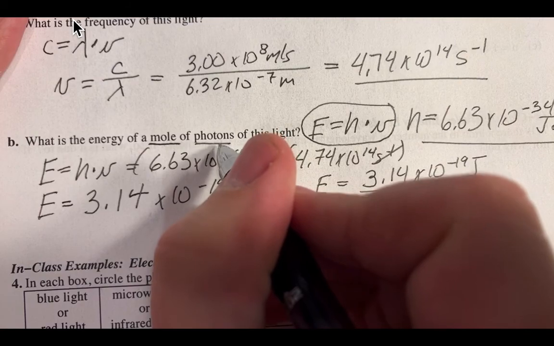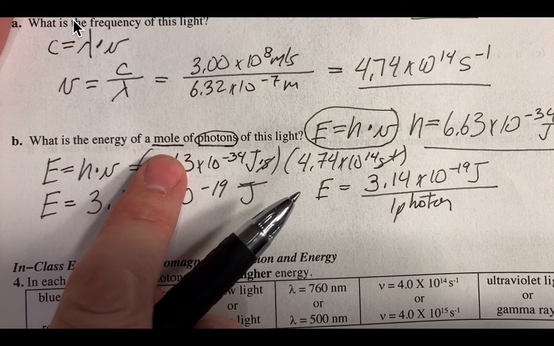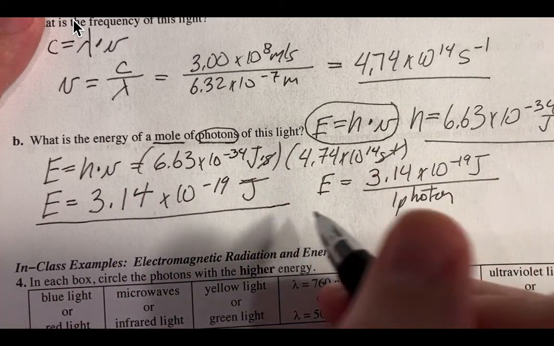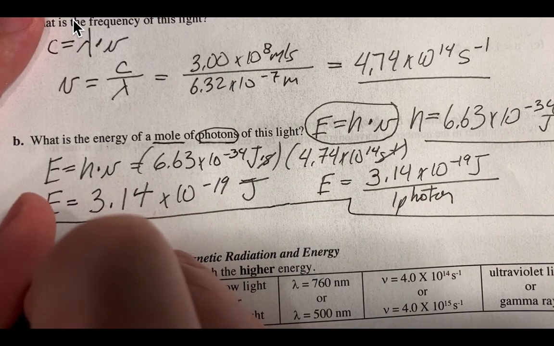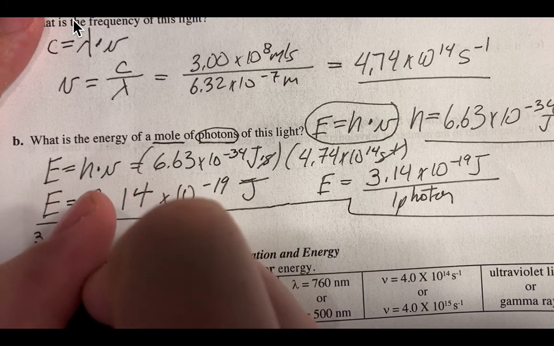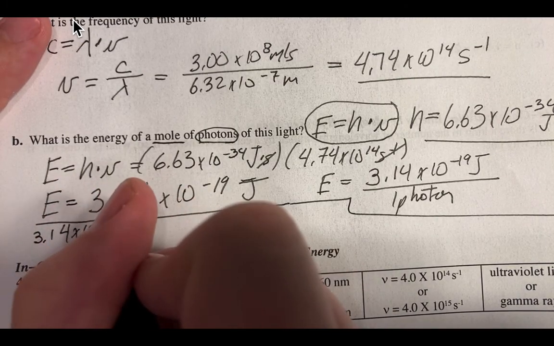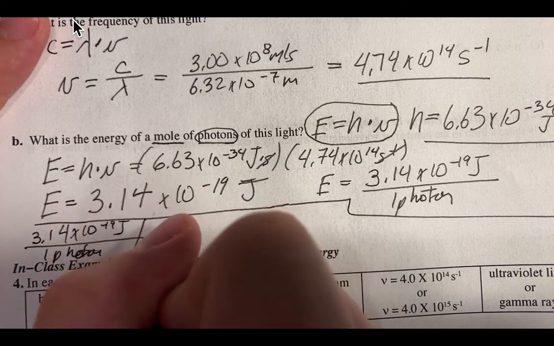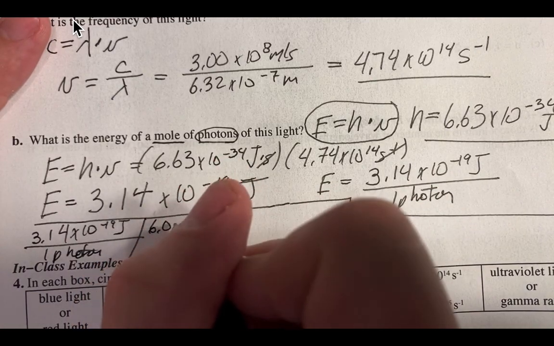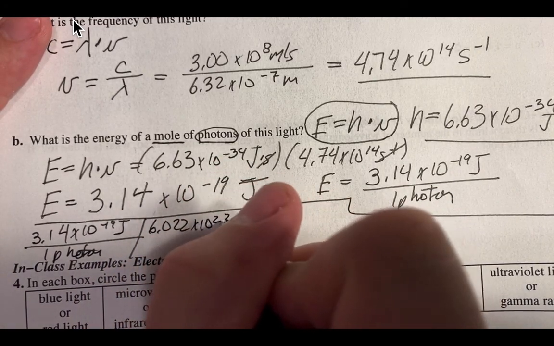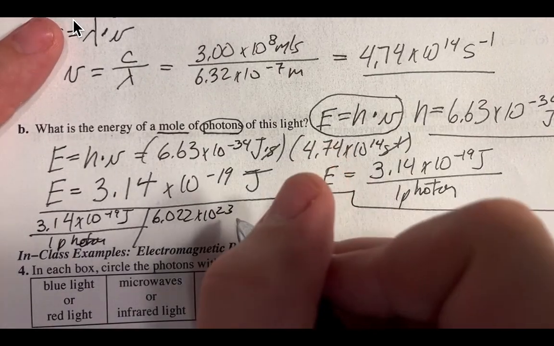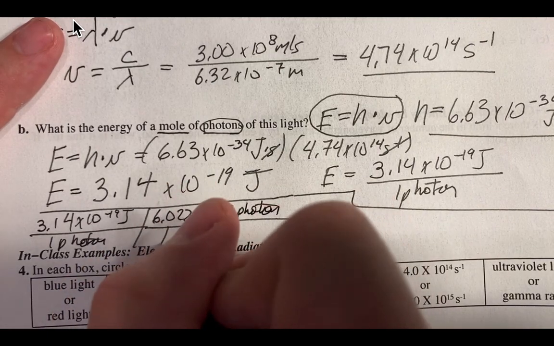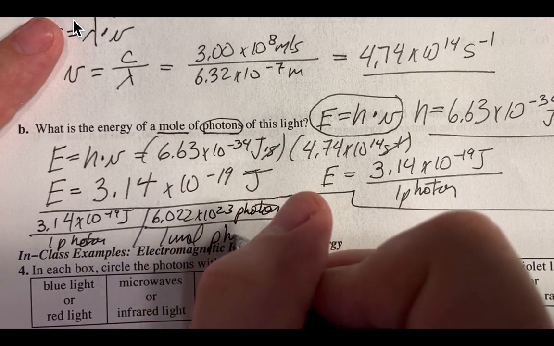Okay, so we know the energy of a photon, and we need to know the energy of a mole of photons. I'm going to rewrite this here: 3.14 times 10 to the minus 19th joules per one photon. And it ends up, good old Avogadro's number works even for light, so anything that we're counting. So 6.022 times 10 to the 23rd photons equals 1 mole of photons.